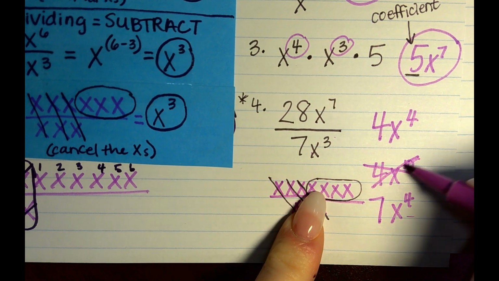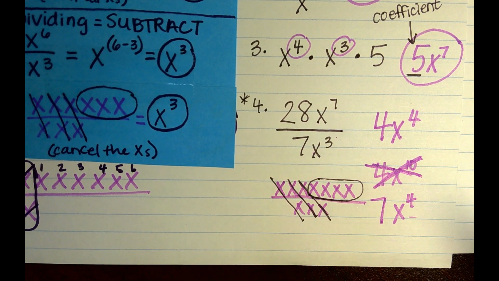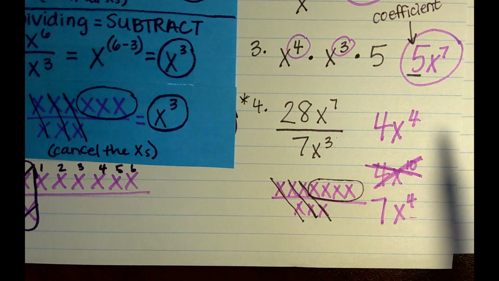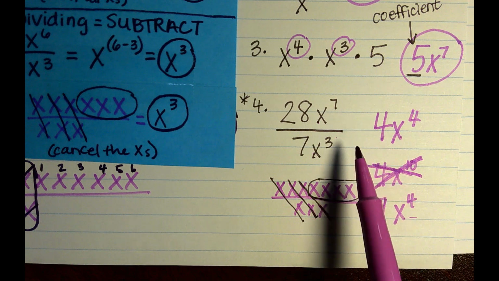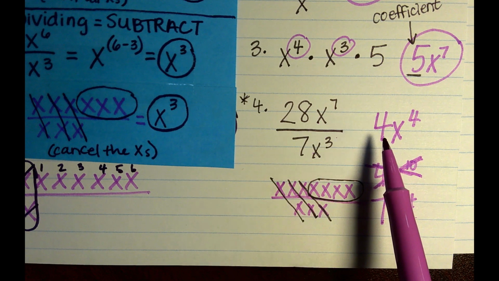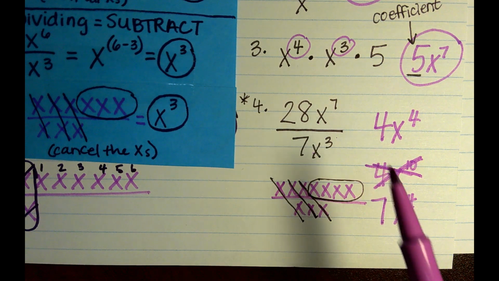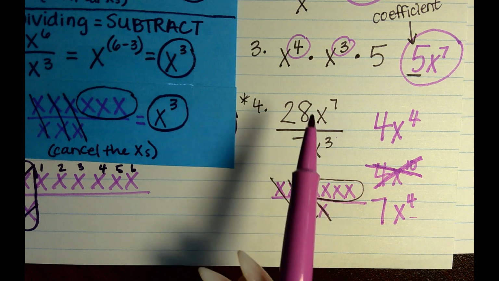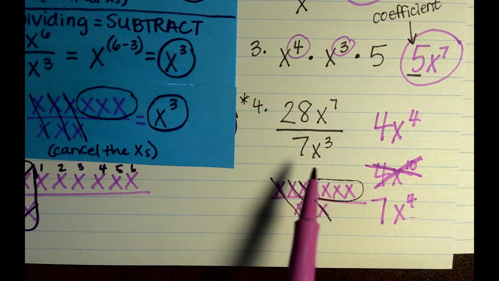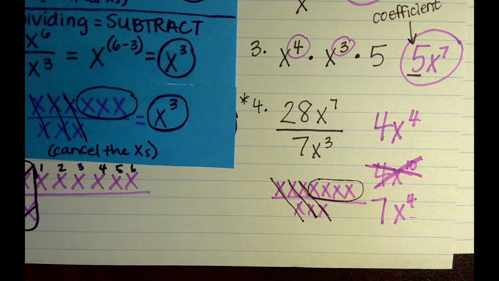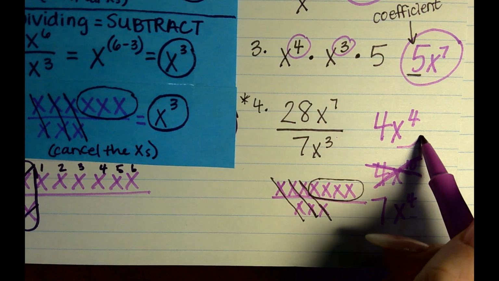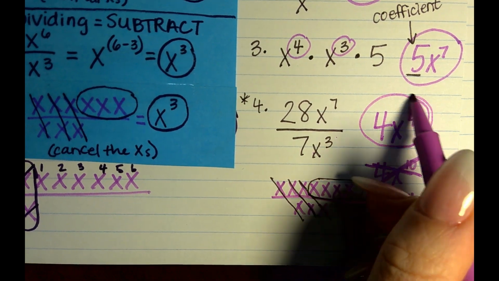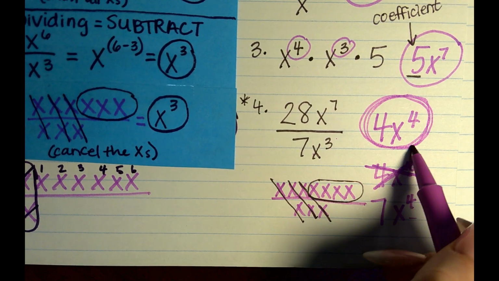Polly says she recognized what happened there. It's not going to be to the 10th. Now, how am I going to figure out what my coefficient is? Divide. We're dividing. That's all we're doing. What's 28 divided by 7? 4. So 4x to the 4th power is our answer.